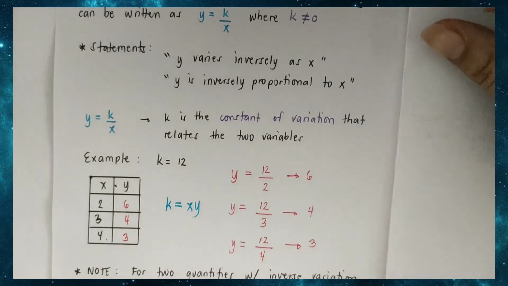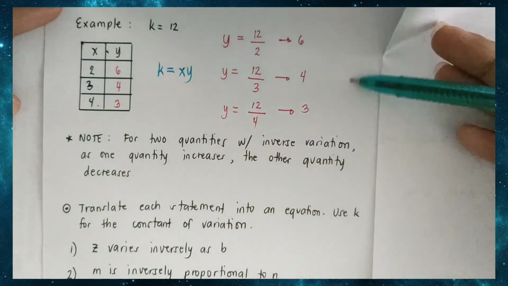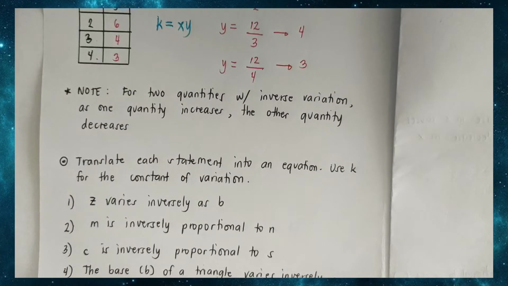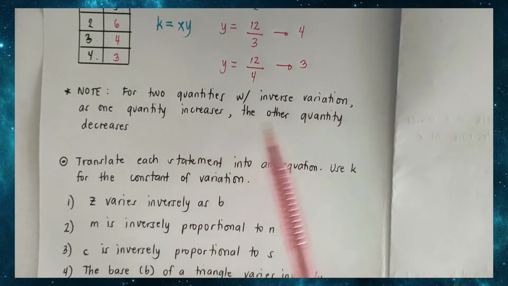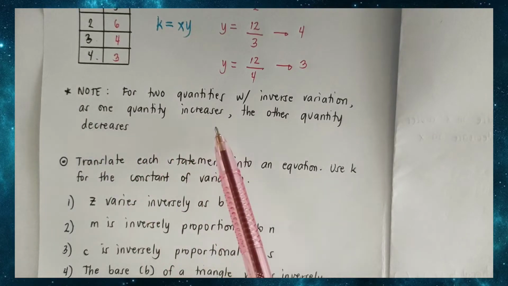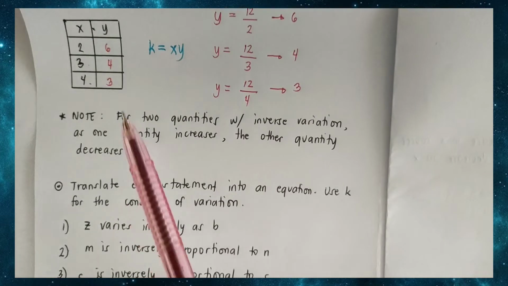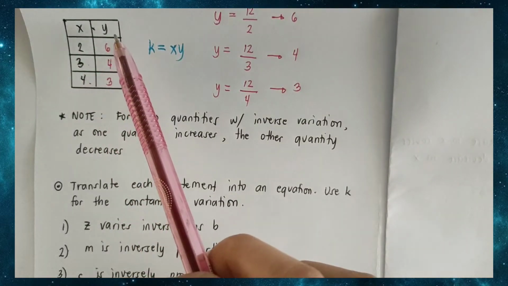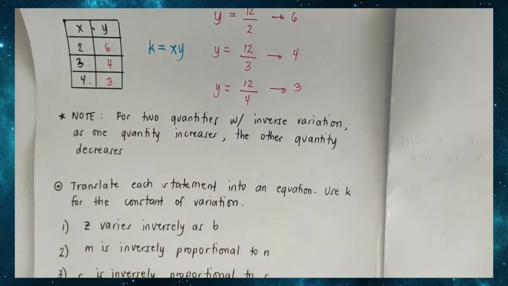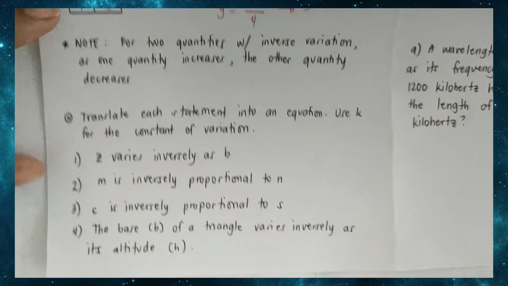Next, you need to remember also the following. Note, for two quantities with inverse variation, as one quantity increases, the other quantity decreases. Just like here on our table, when x increases, the y value decreases, or it can be vice versa. Now let us proceed with the following examples.